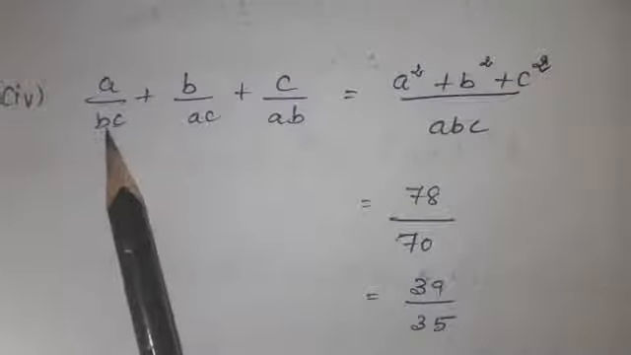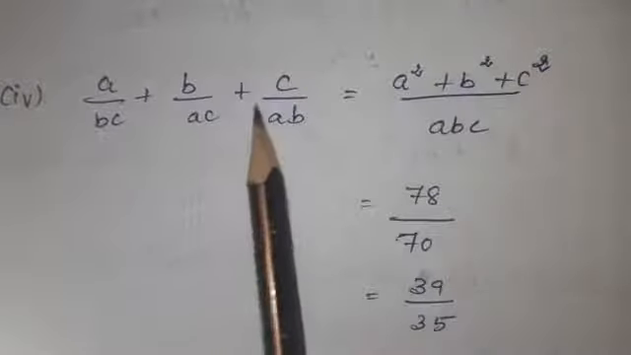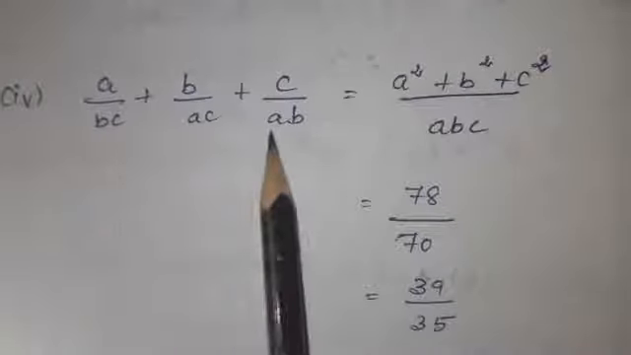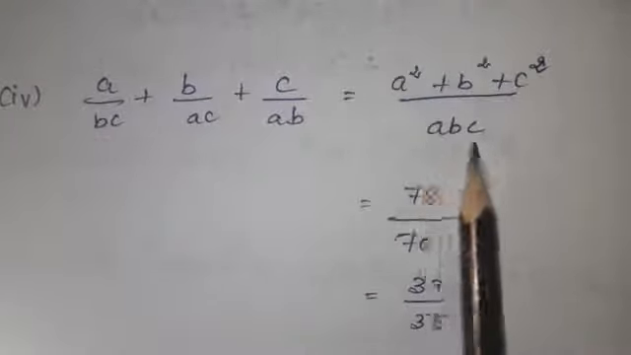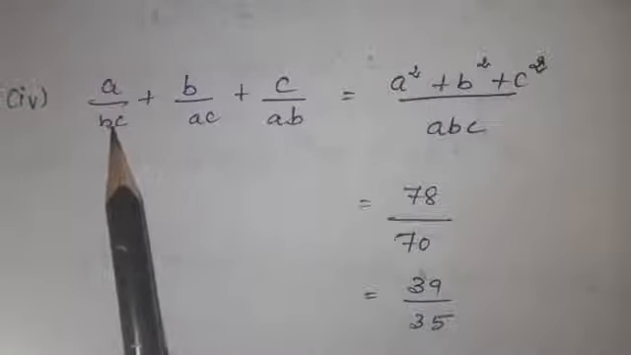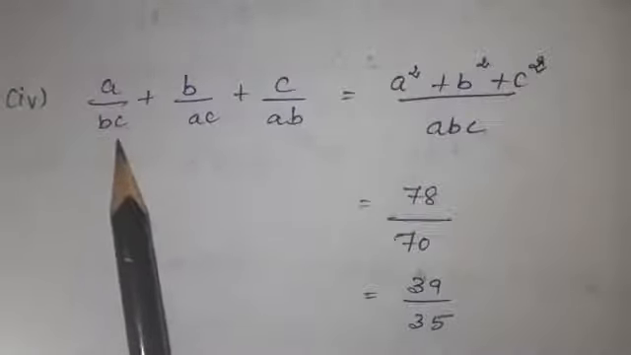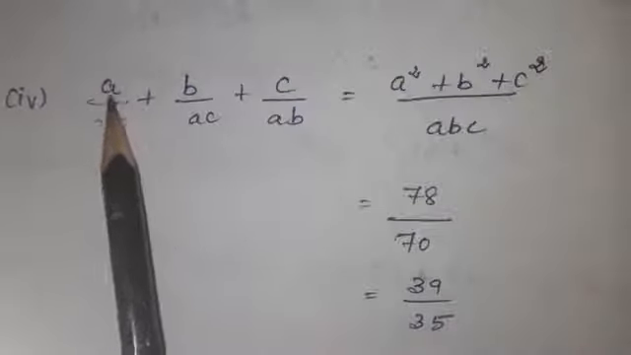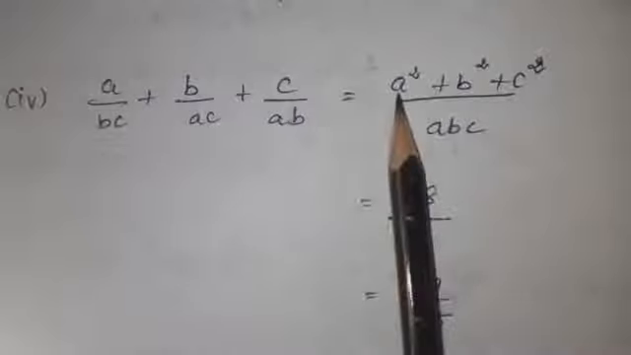The fourth question is a by bc plus b by ac plus c by ab. When you take the LCM of these three denominators, you will get ABC. So the LCM is ABC. Coming to the first denominator BC, what is missing? A. So A should be multiplied in the numerator. Already one A is there, and when you multiply another A you will get A square.